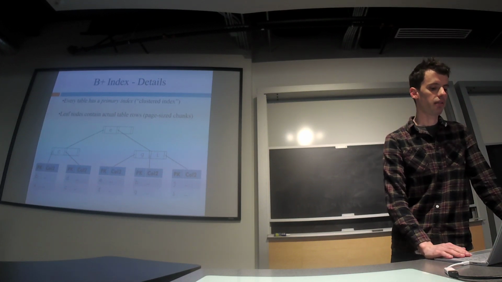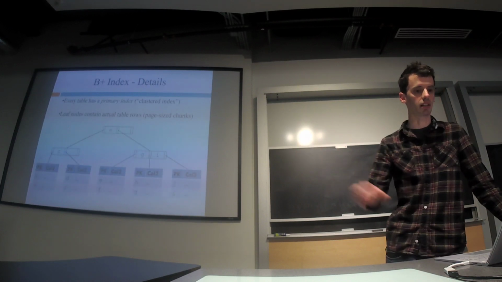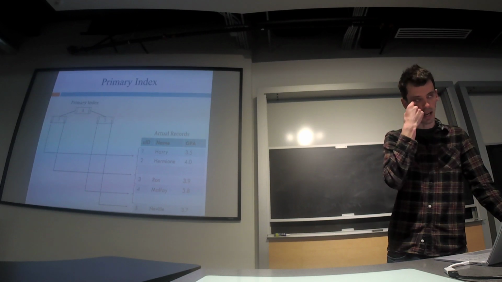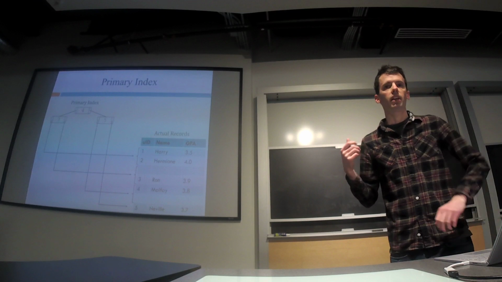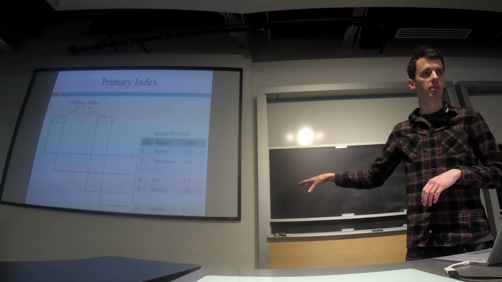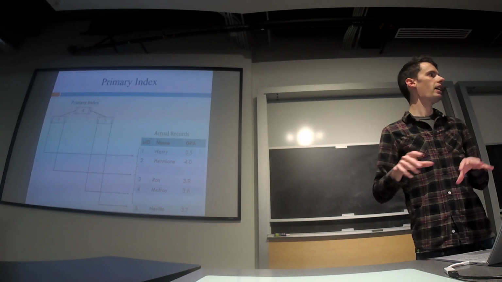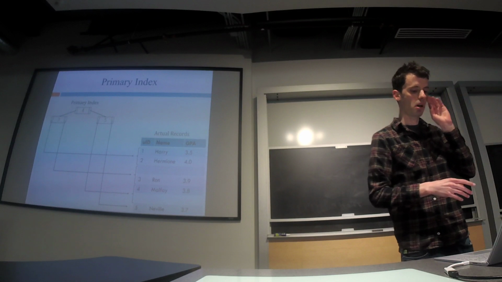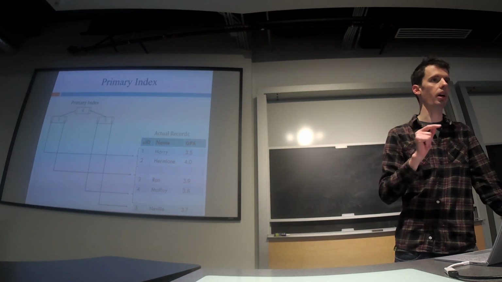Let's look at a more concrete example with, instead of just A's and B's, students: UID, name, and GPA. We have the actual records themselves. I always draw that as a table. And then in addition to that, we have this little tree built on top of it. In this case, UID is the primary key, so UID is the primary index.